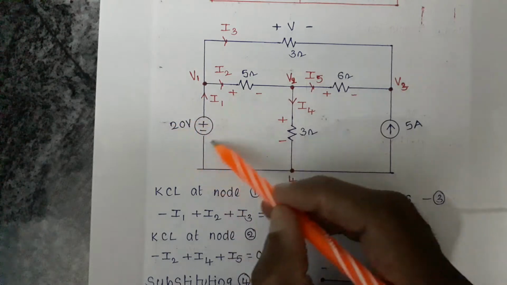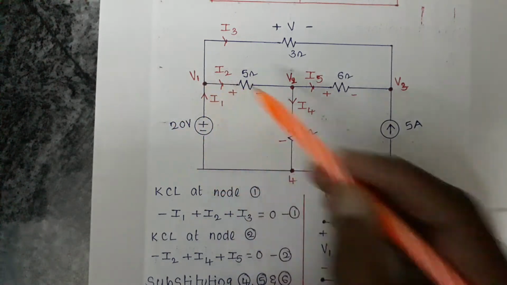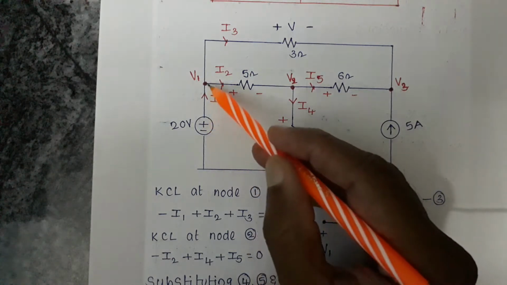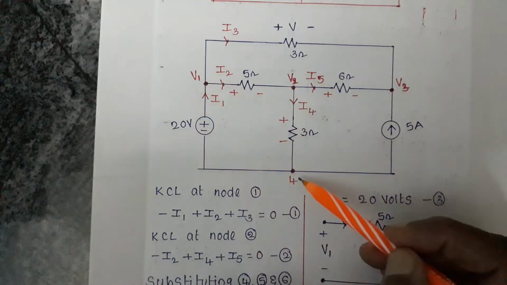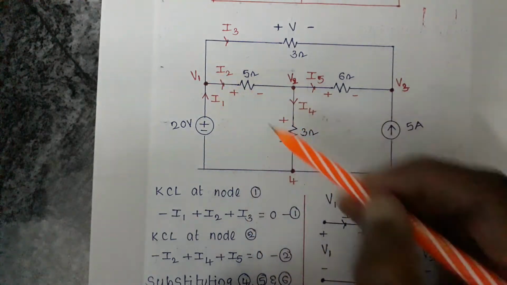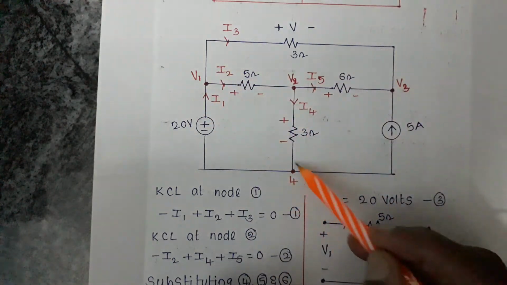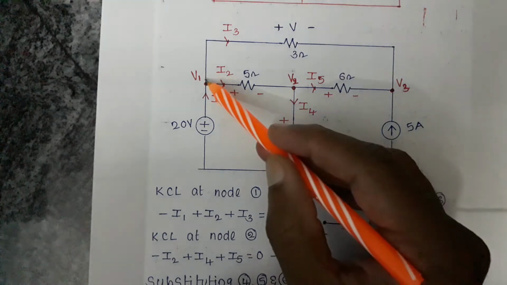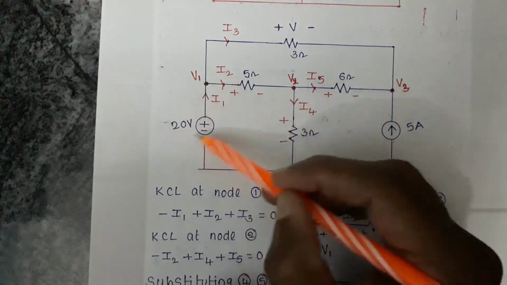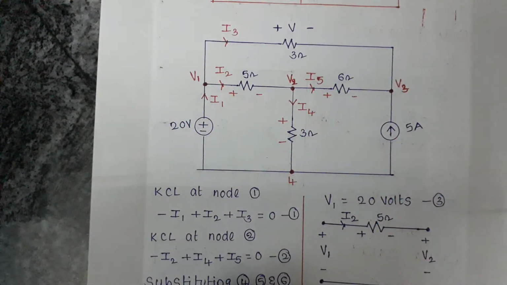And if you see this 20 volt source, it is also connected between node 1 and the reference node. Moreover, positive polarity is towards node 1 and negative polarity is towards node 4. V1 is the voltage from node 1 to node 4, with positive polarity towards node 1 and negative polarity towards node 4. So that's why the relation between V1 and 20 is V1 equal to 20 volts. Taking that as the third equation.